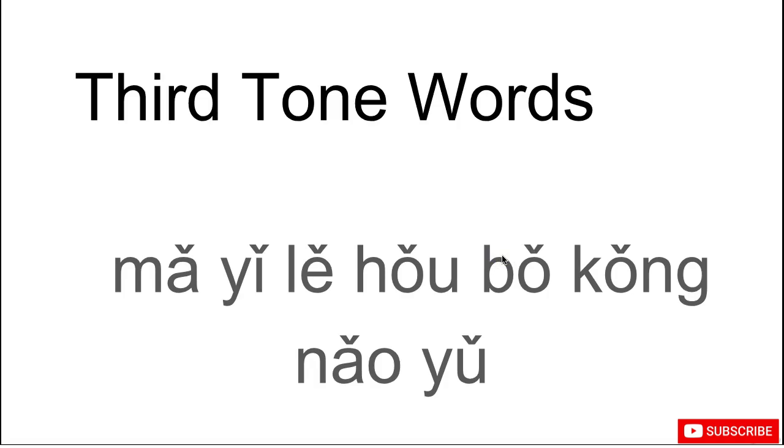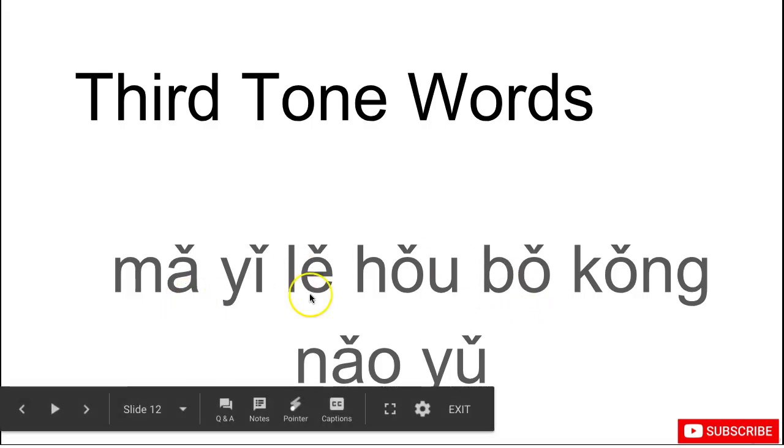Now here we're going to look at the third tone words. And remember the word we use in English to remember them is "really, really." Let us pronounce this just once each, and then we come back and pronounce them 6 times each. The first ones are: ma, yi, le, how, bo, quand, now, you. So let's go 6 times each.